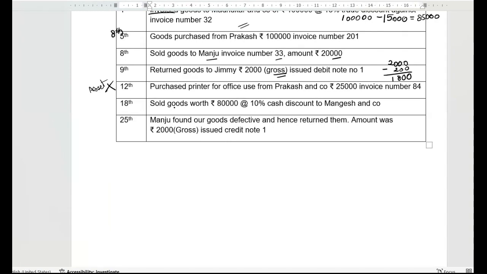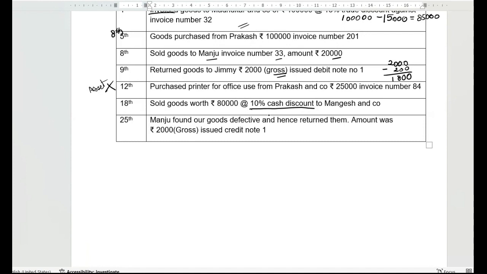18th one, we are seeing sold goods worth 80,000 at the rate of 10% cash discount to Mangesh and Company. Now the answer here also will be that we don't record this transaction. Now you'll say, why shouldn't I record? The reason, because here it's clearly saying 10% cash discount was given to Mangesh and Company.